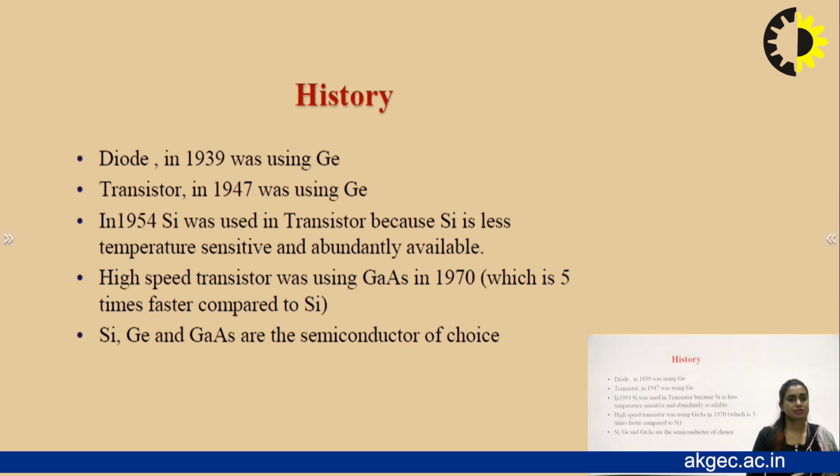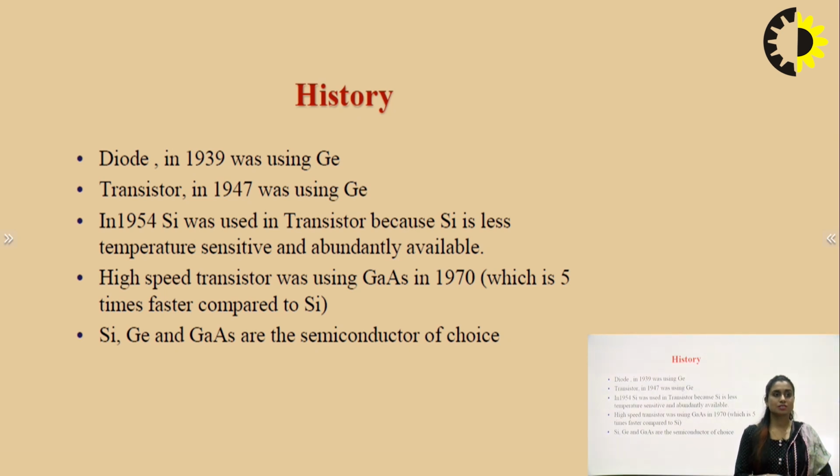Let's talk about a little history of semiconductors. With the help of these semiconductors, we make certain devices like diodes and transistors. What is a diode? A diode is a two-terminal device that allows flow of current in a particular condition. The first diode was made using germanium in 1939. Then what are transistors? Transistors are mostly used as switches. It was first invented in 1947, and the first transistor was made using germanium. Then in 1954, silicon took over germanium in making transistors.